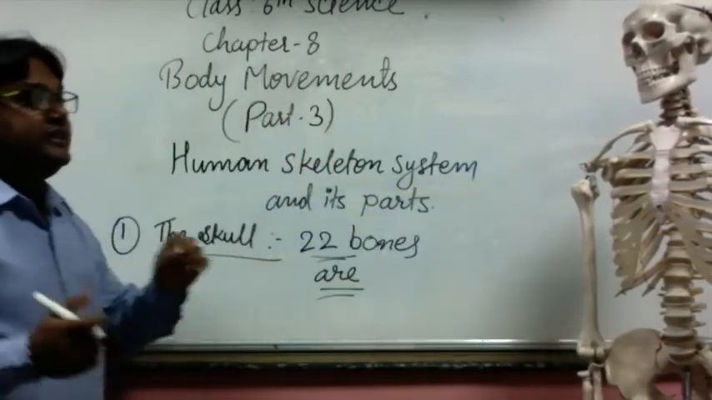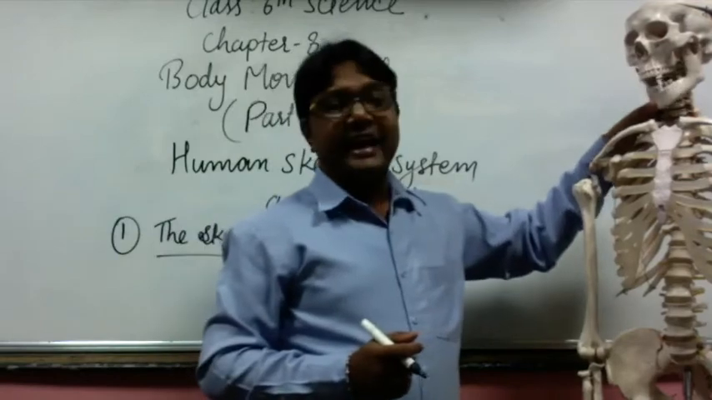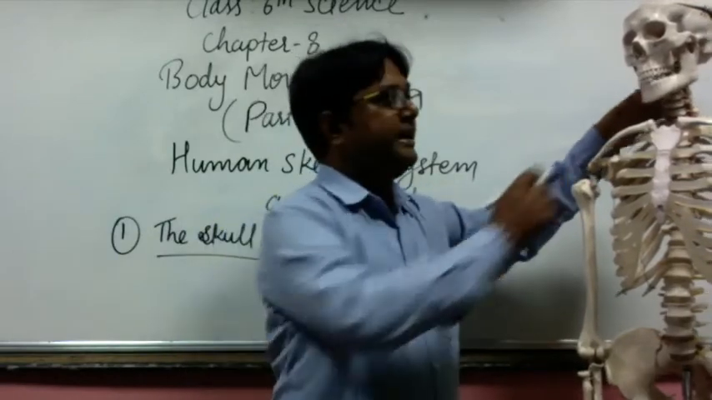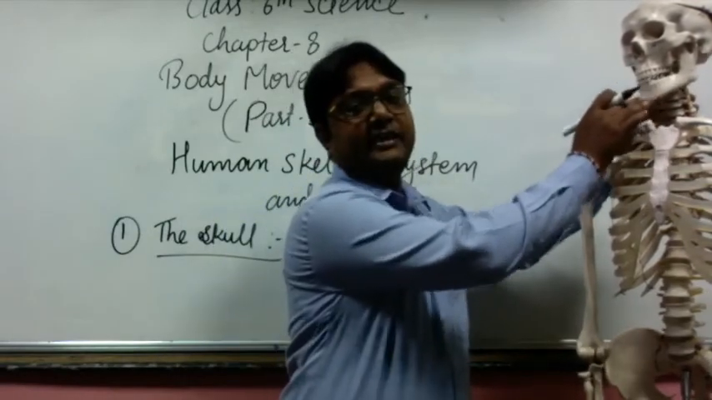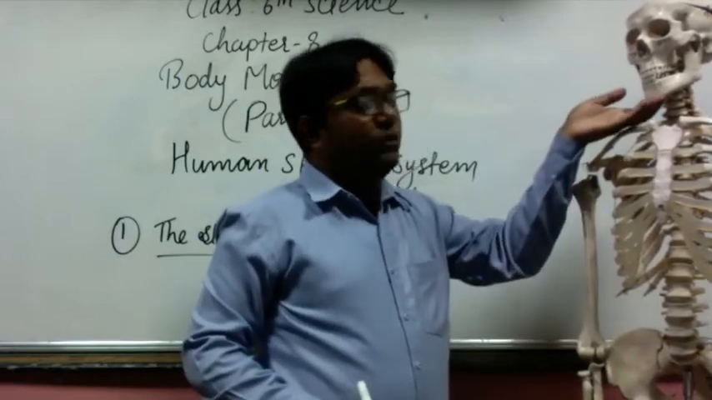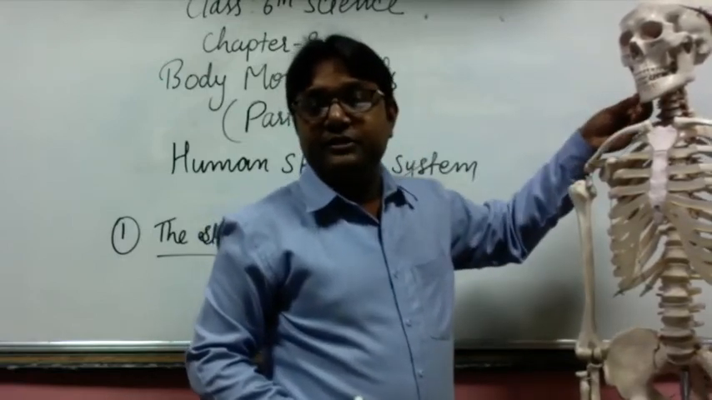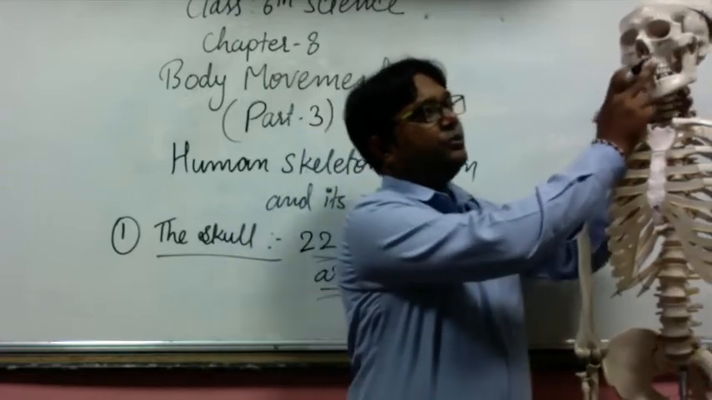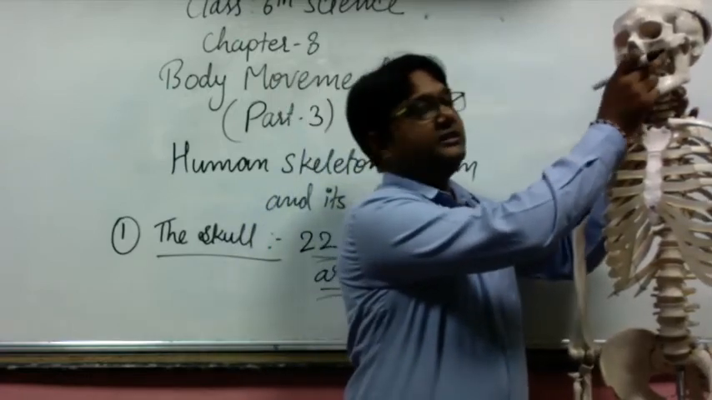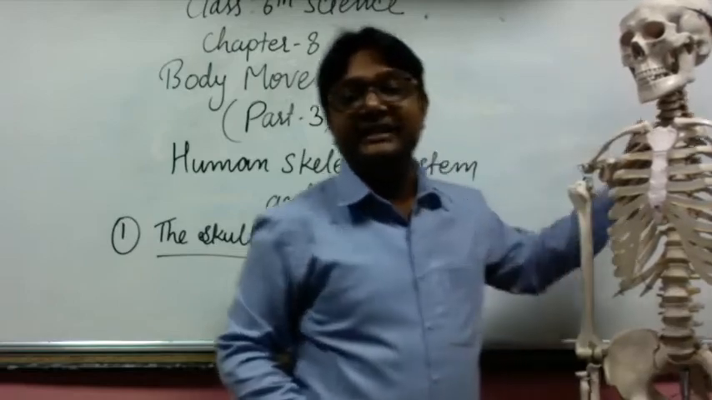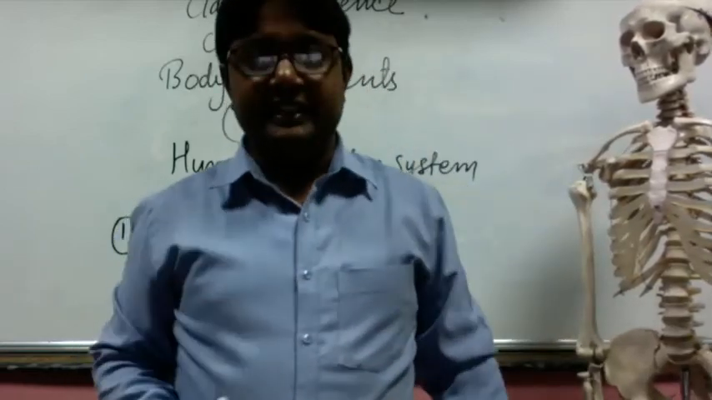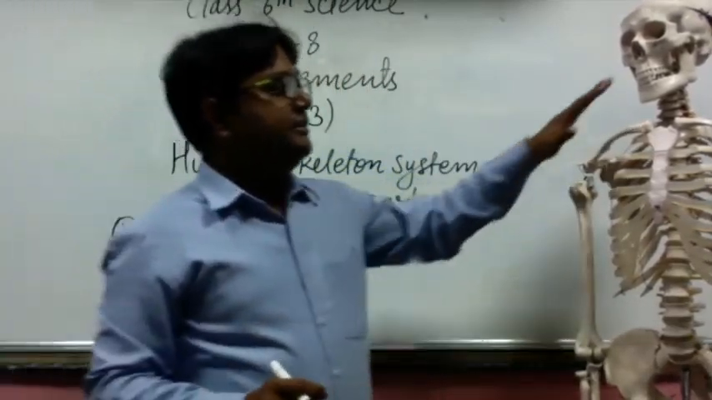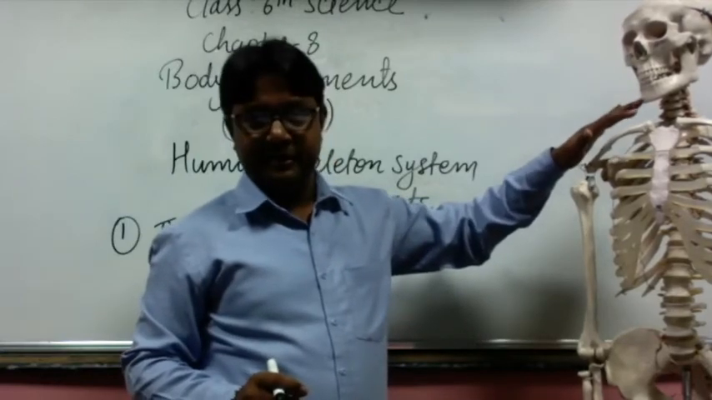Fine students, this lower jaw is called the mandible. The bone of the lower jaw is named the mandible. The upper jaw, this upper portion, is called the maxilla. This is the maxilla and this is the mandible.